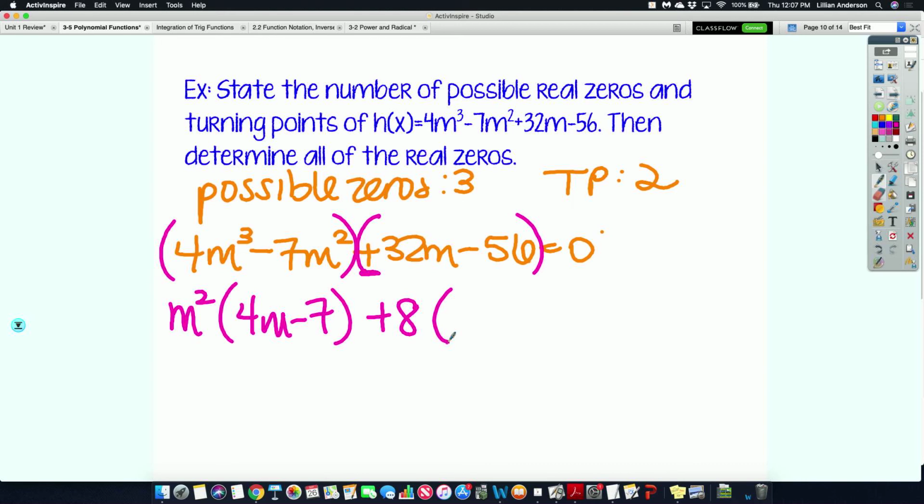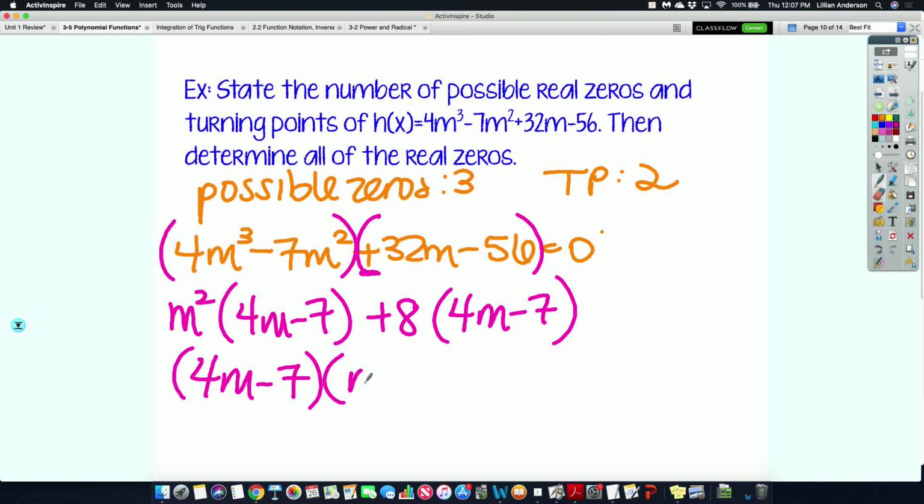When I take out an 8, what am I left with? 4m minus 7. They're the same. That's what you wanted. The two factors are what's on the inside, which is 4m minus 7, and what's on the outside, m squared plus 8. That is how the orange factors down. You only write that 4m minus 7 once, because it's like you're taking the GCF from both terms. That's how you factor by grouping. That's how you do a 4-term polynomial when you're factoring.